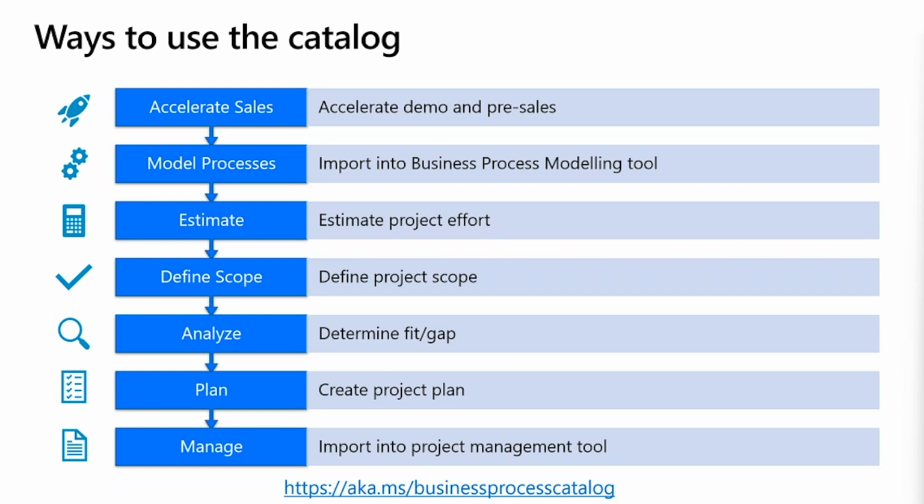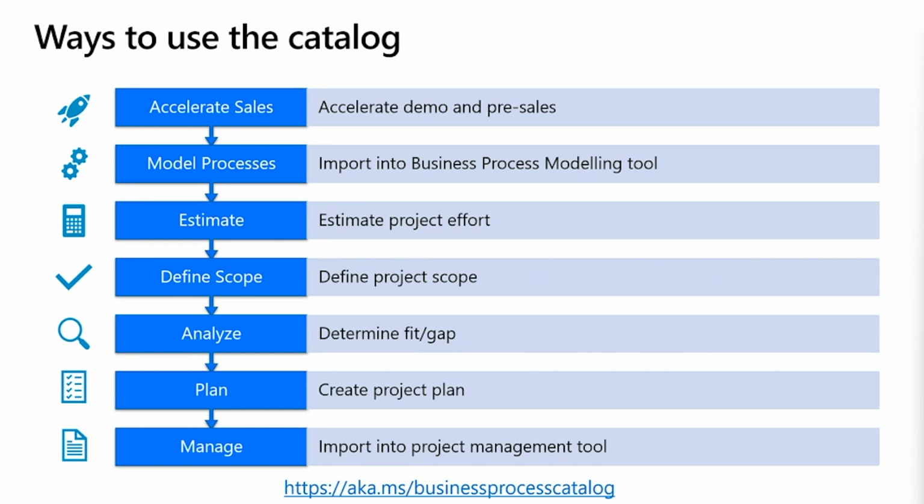You can also use the catalog as a tool that you can import into a business process modeling tool. We'll talk more about business process modeling in a future session in this Tech Talk series, but you can also use the catalog to help you determine your fit gap analysis after you've gone through your scope and estimation process. Part of what I'll be demonstrating today is how you can turn the business process catalog that you've narrowed down to your specific scope and project into a project plan that you can import into a project management tool such as Azure DevOps. The link to download the catalog can be found here on your screen.